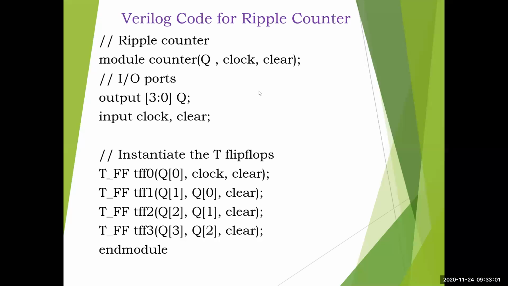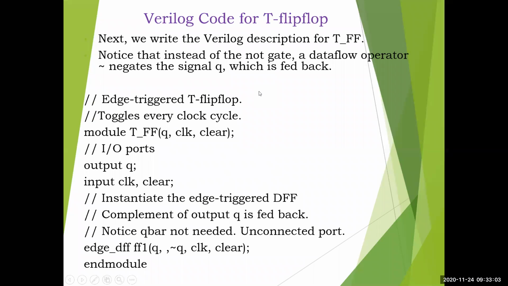The T flip-flop is constructed using a D flip-flop and a NOT gate. For that, you refer to the second diagram. Next we write the Verilog description for the T flip-flop. Notice that instead of the NOT gate, a dataflow operator, bitwise NOT, negates the signal Q which is fed back. So we are going to use this instead of the NOT gate. This is an edge-triggered T flip-flop and toggles every clock cycle. The module name is T_flip-flop.